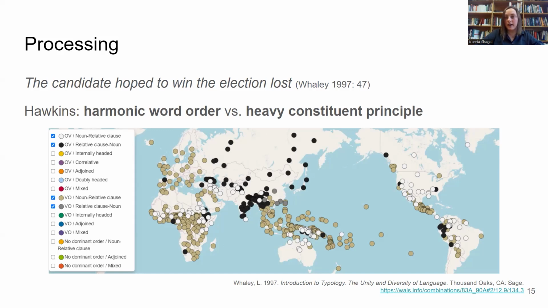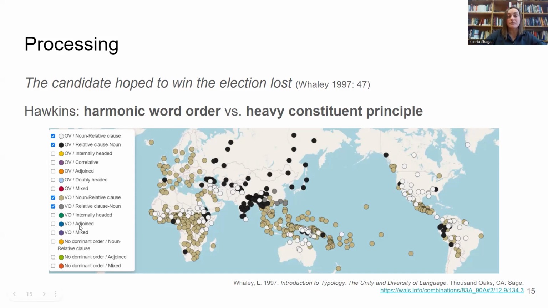So he was also saying that in terms of processing, harmonic word order is quite beneficial. So it's good to have consistently head final or head initial constructions. But on the other hand, there can be some other principles, for instance, a heavy constituent principle. And it says that heavy constituents are easier to process if you put them after their heads. So heavy constituent dependents are easy to process if they go after their heads. For instance, relative clauses are a very good example of that. Relative clauses are heavy constituents. They consist of many individual items. So in terms of processing, it's good to have them after nouns.